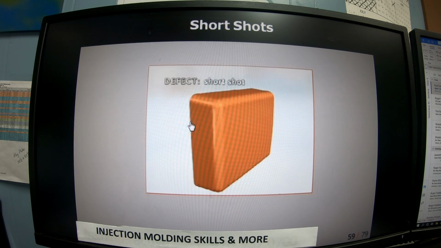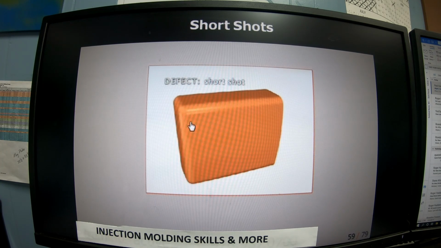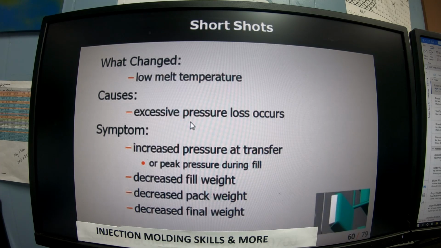To many molders and their customers, short shots can be one of the most frustrating and costly defects. When you have a low mold temperature, too much pressure loss can occur during fill, and this results in an increase in transfer pressure and a drop in all of the part weights.